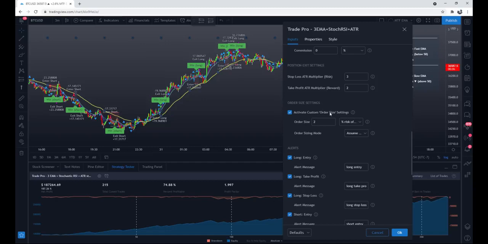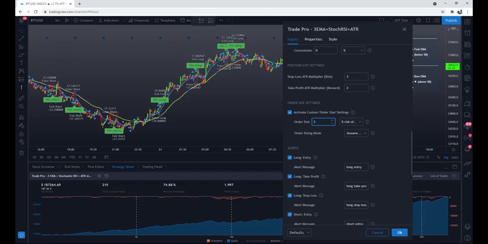Anyway, let's get on to the order size settings. So this is going to be where you determine if you want to risk a certain percentage of your equity. So you can activate custom order size settings, and what you're seeing here is risking 2% per trade. So you can decide what you want to do here: contracts, cash, percent of equity, percent risk of equity. So 2% of your account per trade, and that's typically what I would go with on my account. So that's why I have it set to 2% per trade.